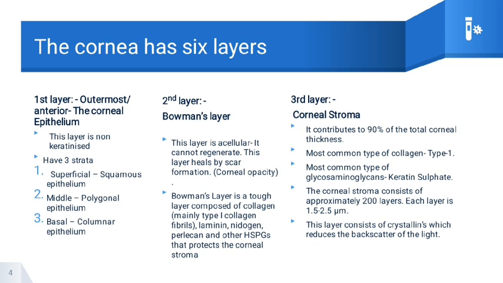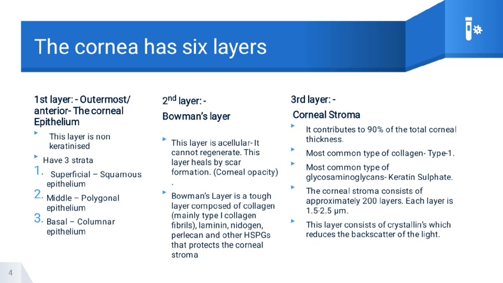The second layer is Bowman's layer. This layer is acellular, it cannot regenerate. This layer heals by scar formation. This layer is a tough layer composed of collagen, mainly type 1 collagen fibrils, laminin, nidogen, perlecan, and other HSPGs that protect the corneal stroma.